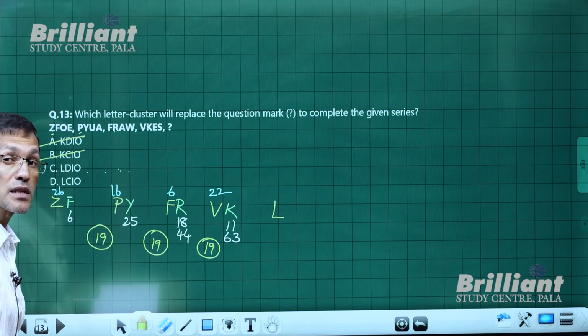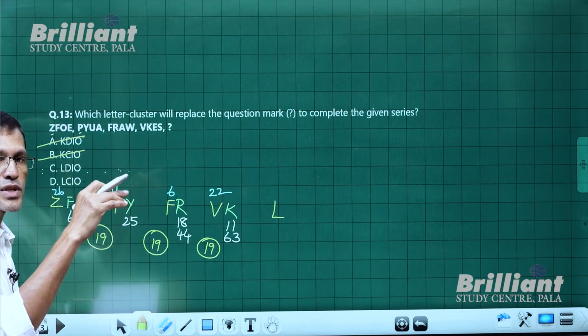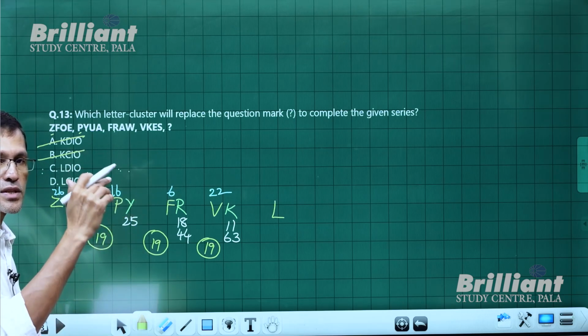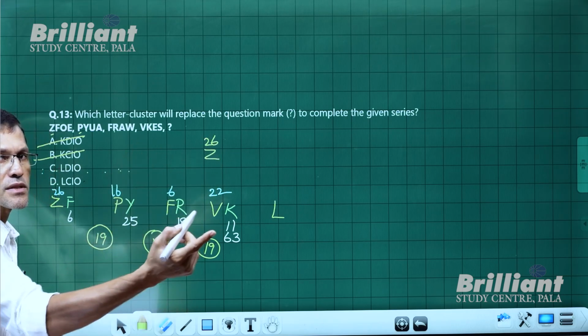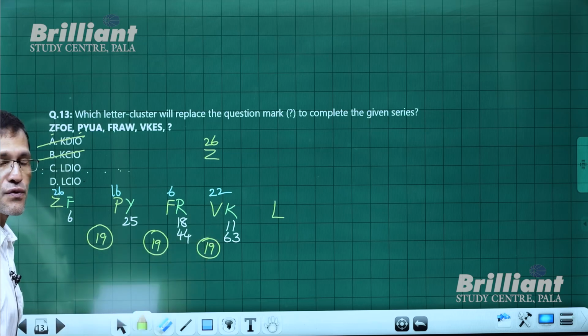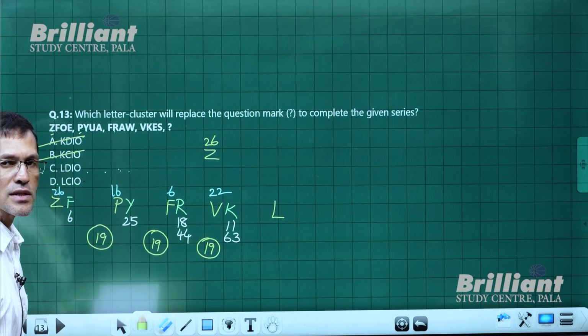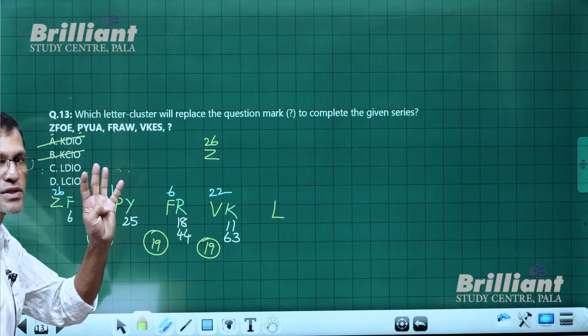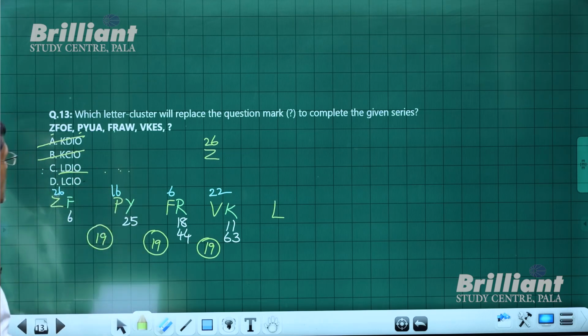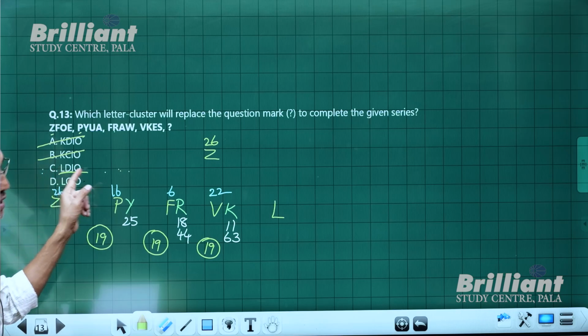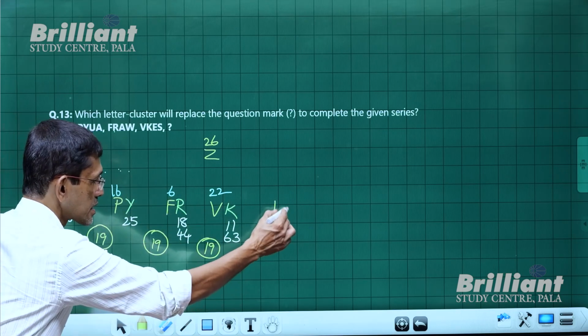30. 30 is what? The 30th letter. 26 is Z, so 30 means, well, 26 plus 4, so the 4th letter. So the 30th letter is going to be the 4th letter. Which is the 4th letter? D. So LD, there is only one answer choice with L and D, right?